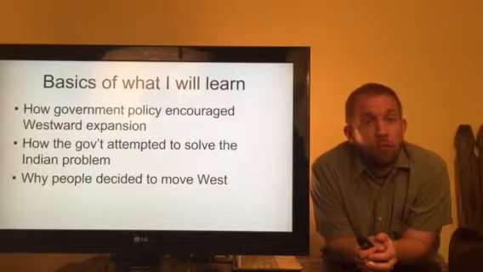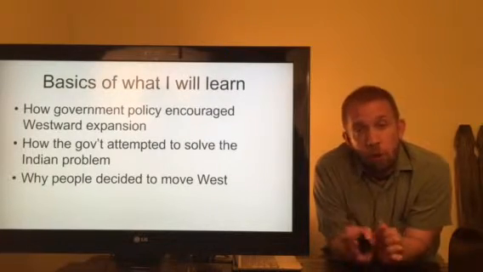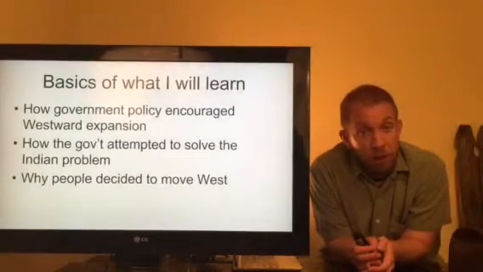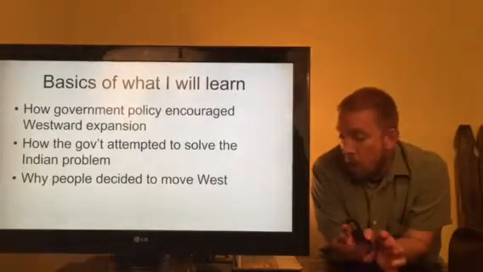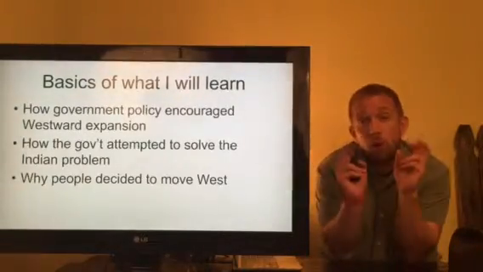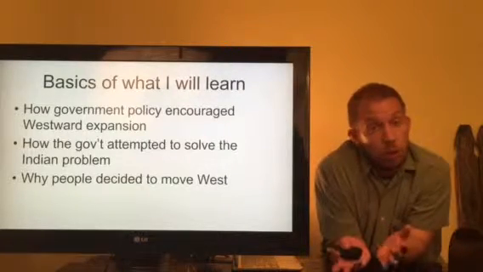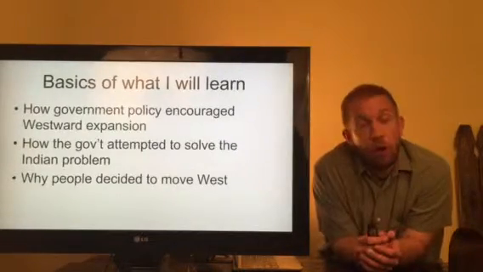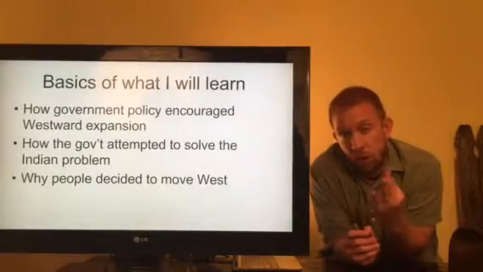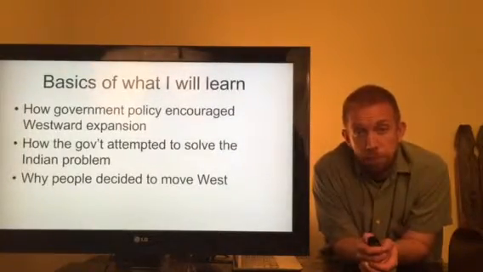All right, what you will learn in this unit. The basics of what you will learn are how government policy encouraged westward expansion, why people wanted to go west, how the government attempted to solve the quote-unquote Indian problem, because the Indians are still living in the West and we wanted their land, we being white settlers. And third, why people decided to move west. There's 3 major reasons why, which we'll talk about.